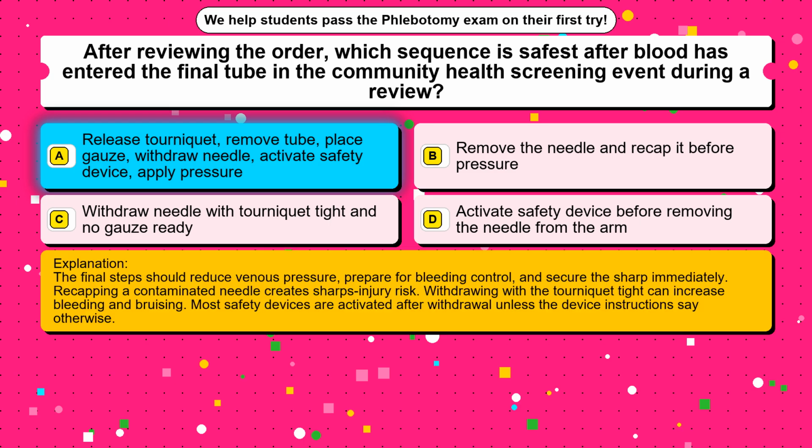The final steps should reduce venous pressure, prepare for bleeding control, and secure the sharp immediately. Recapping a contaminated needle creates sharps injury risk. Withdrawing with the tourniquet tight can increase bleeding and bruising. Most safety devices are activated after withdrawal unless the device instructions say otherwise.